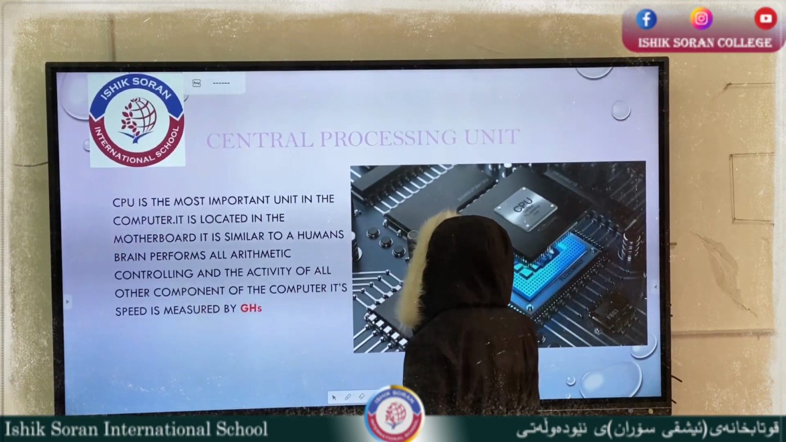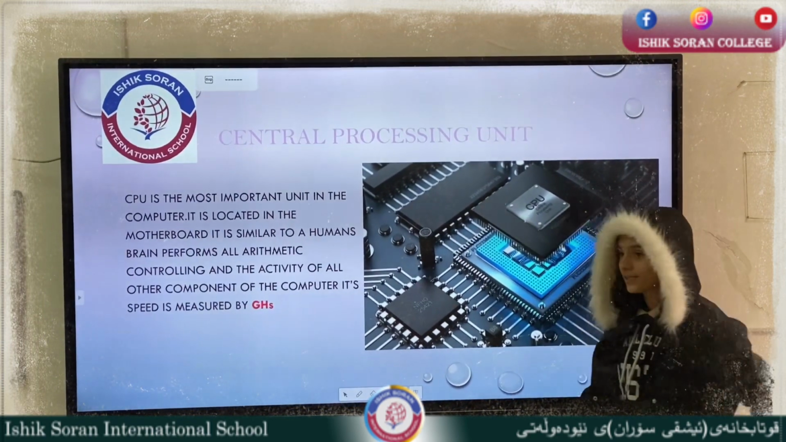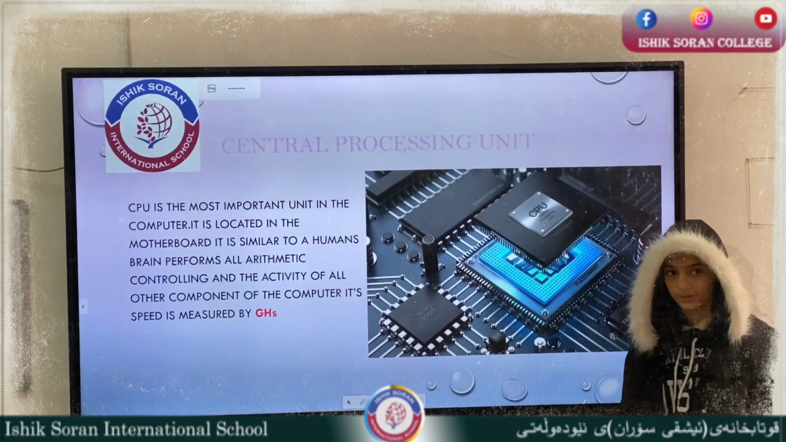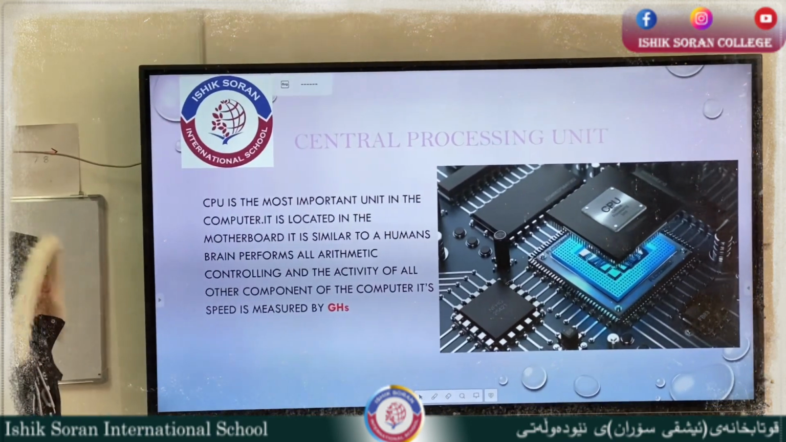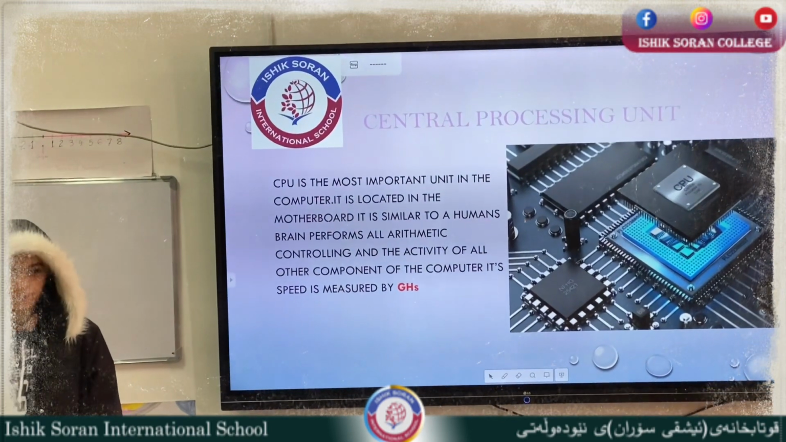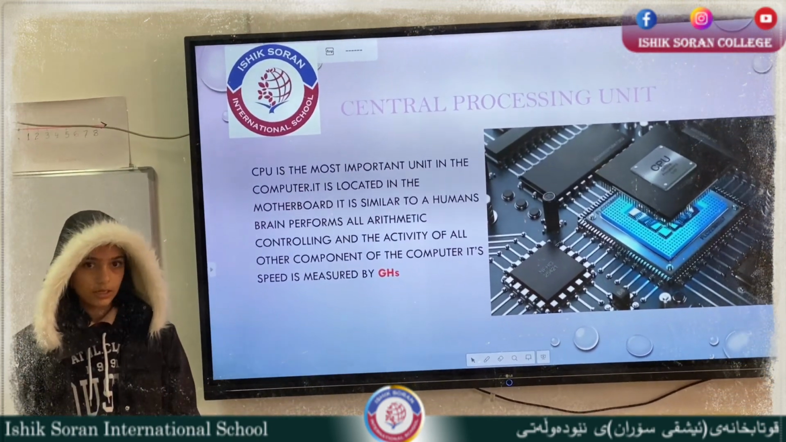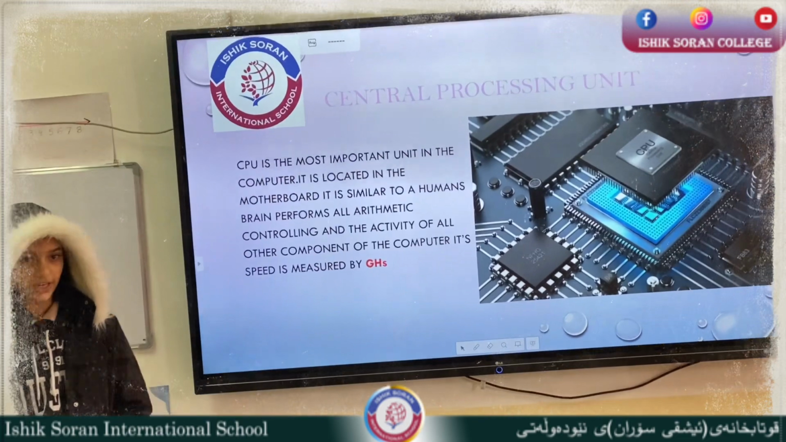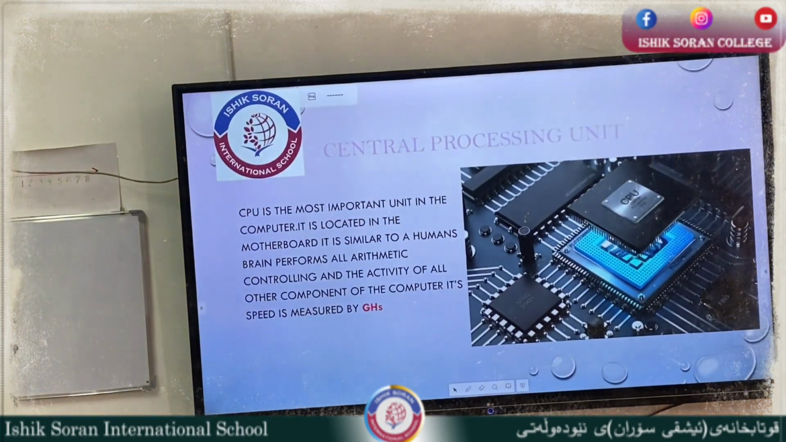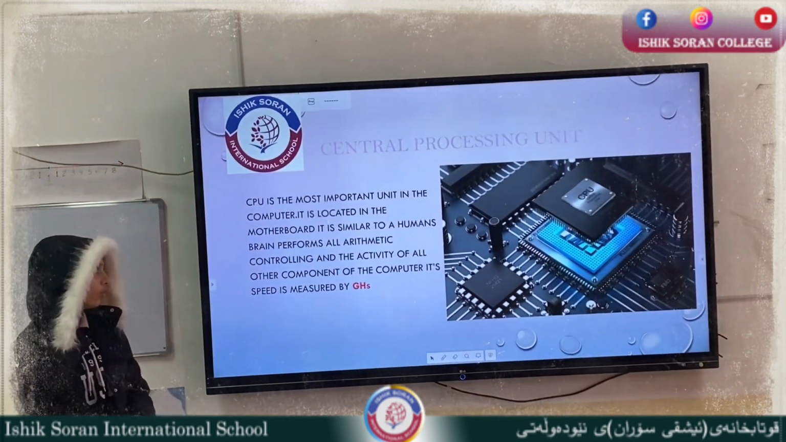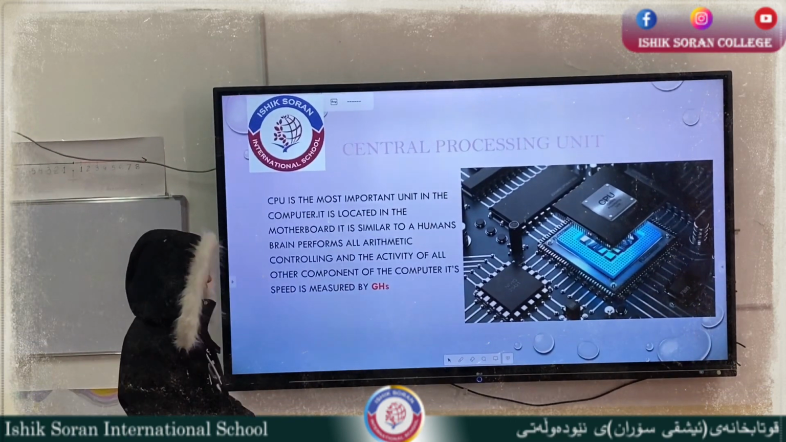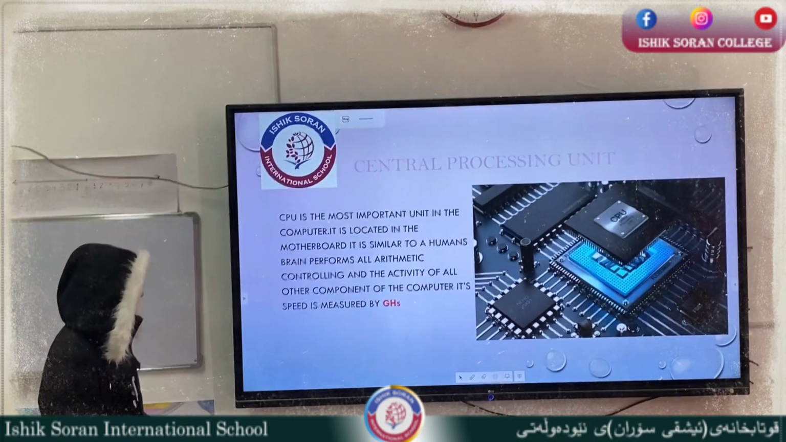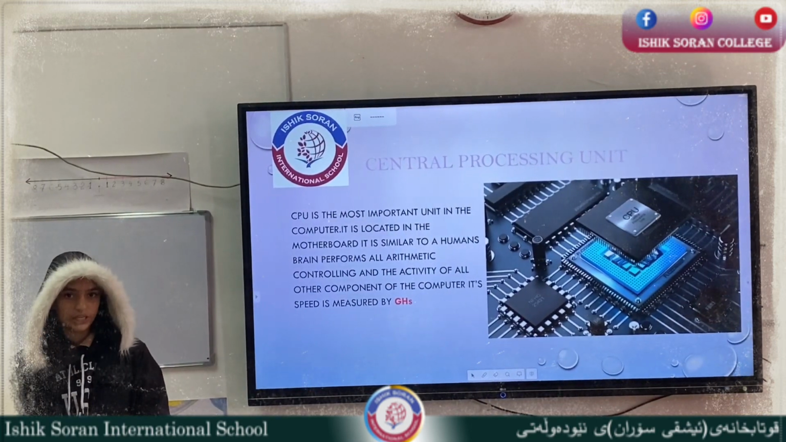Okay, central processing unit, CPU, is the most important unit in the computer. It is located in the motherboard. It is similar to a human's brain, performing all arithmetic controlling and the activities of all other components of the computer. Its speed is measured by GHz.